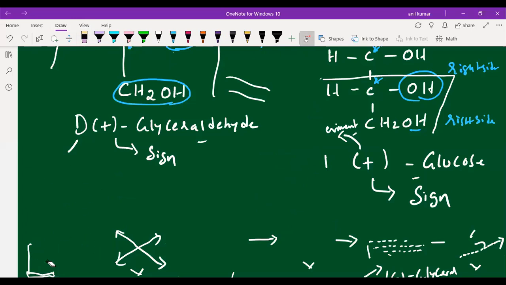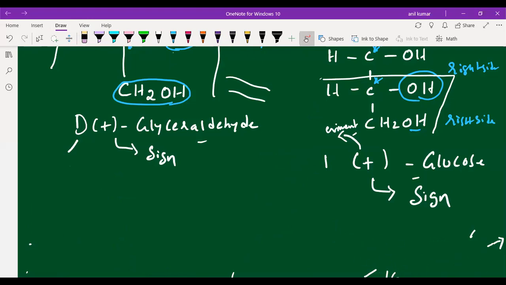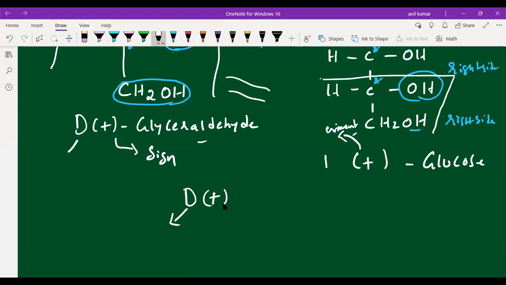Understood, students? Here many students will get confused. Capital D, they will think it is dextrorotatory. No, students, that is not correct. And capital L they will think is levorotatory. That is also not correct. So once again I will make it clear. Let us see here D and plus. This D we are calling configuration, and plus we are calling dextro. This sign we are calling dextrorotatory.